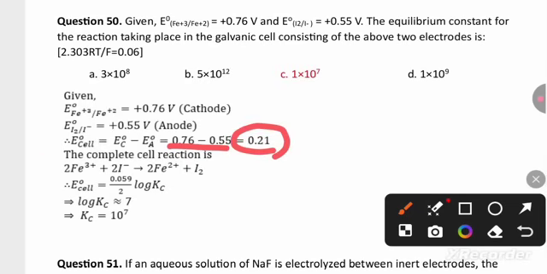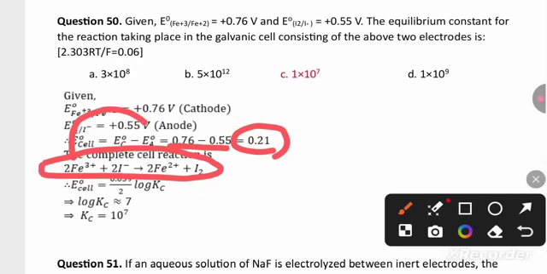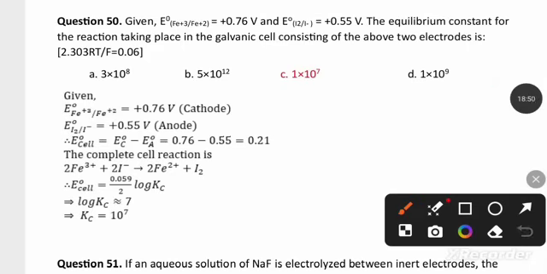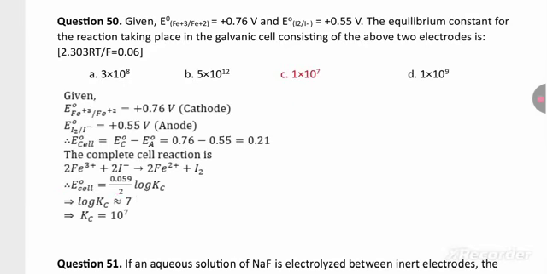Now you write down the redox reaction, and you will come to know the number of electrons. The number of electrons, of course, is 2, Fe3+ to Fe2+. Oxidation or reduction, you take n, the number of electrons, as 2. Now you can write down the final formula. E0 cell is equal to 0.0591 divided by n log Kc. n is 2, the number of electrons. When you calculate log Kc, you will get 7. That is nothing but Kc is equal to 10 to the power of 7, that is 1 into 10 to the power of 7.